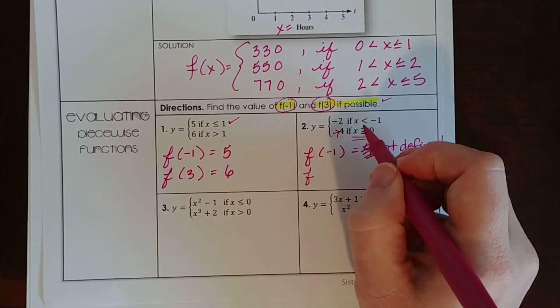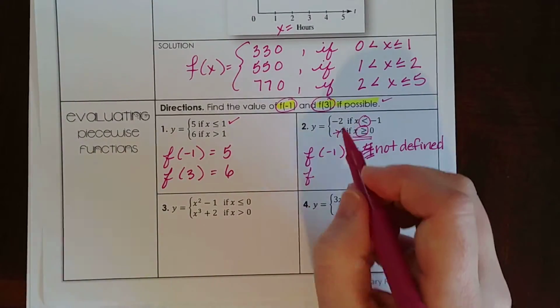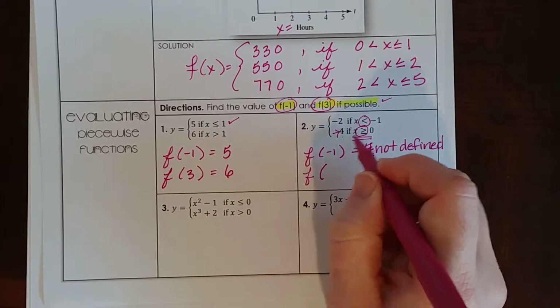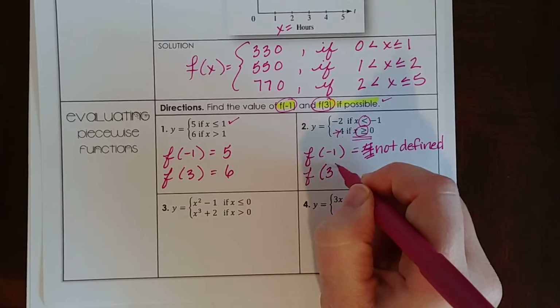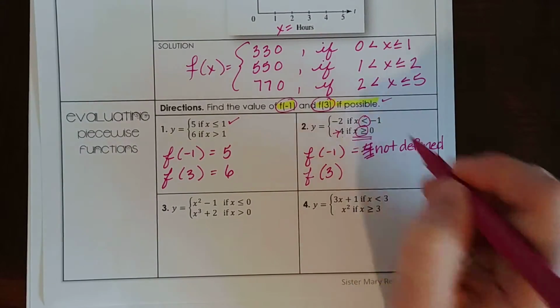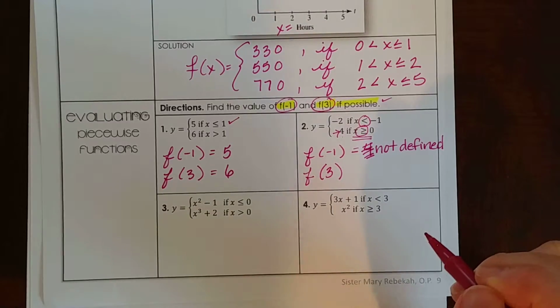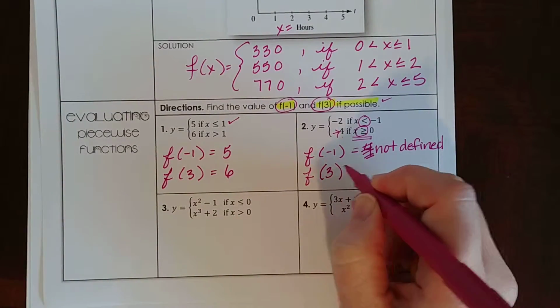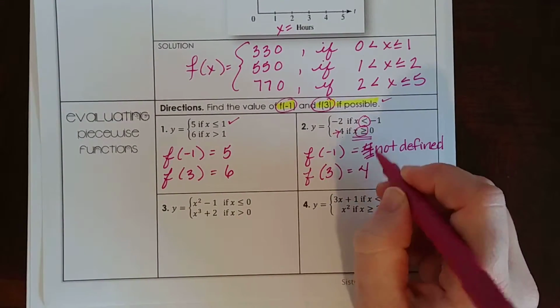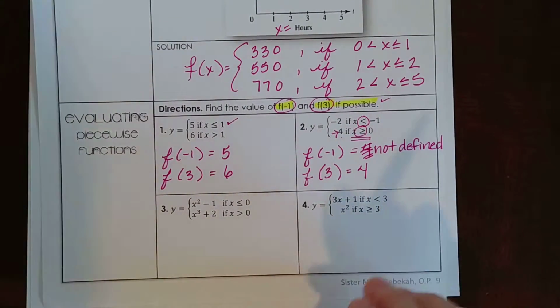Do you see that? Because x does not equal -1 here, nor does it equal -1 here. The graph starts at 0. All right, glad we cleared that up. So this one's not possible or not defined. So that's probably why the directions say if possible. However, f of 3 is 4 because it is defined for the domain x is greater than 0.